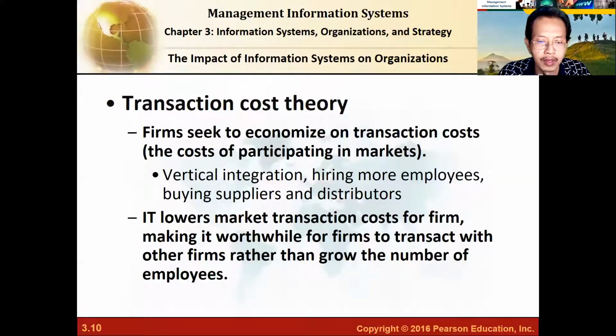Now here, the transaction cost theory shows that the main reasoning for a company is to be working more economically. So they would try to lower transaction costs. And then how do they do it?